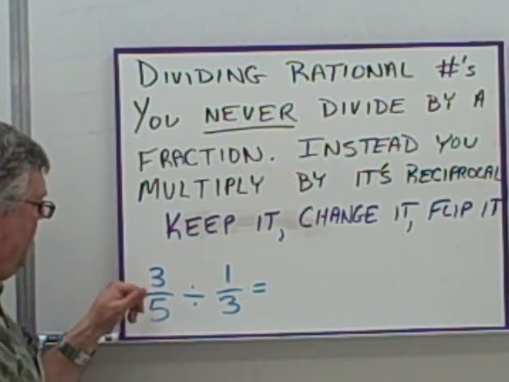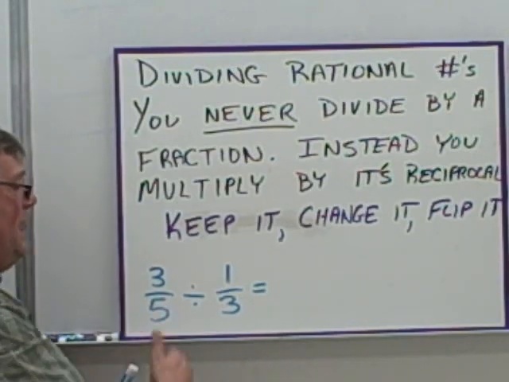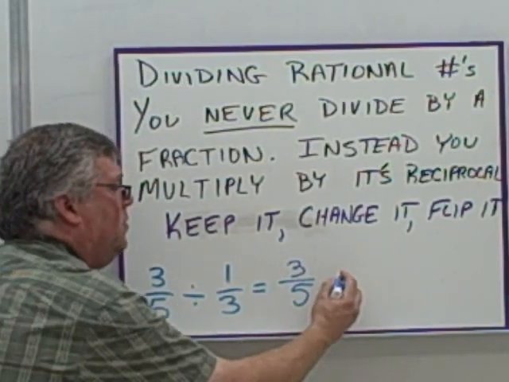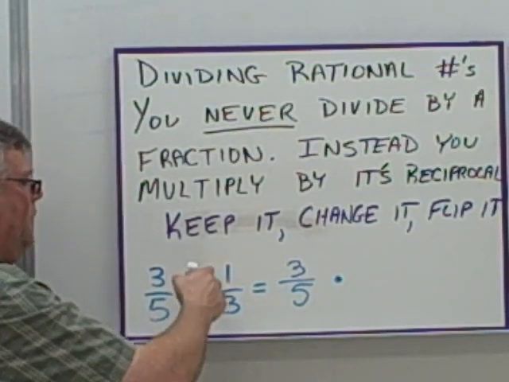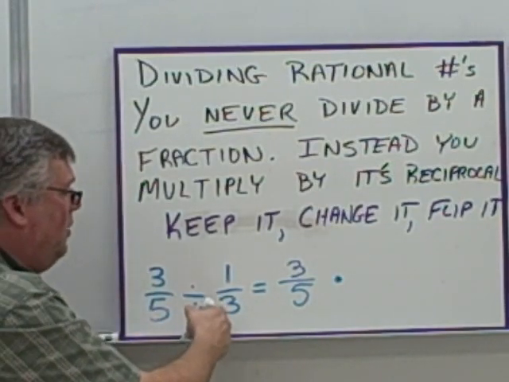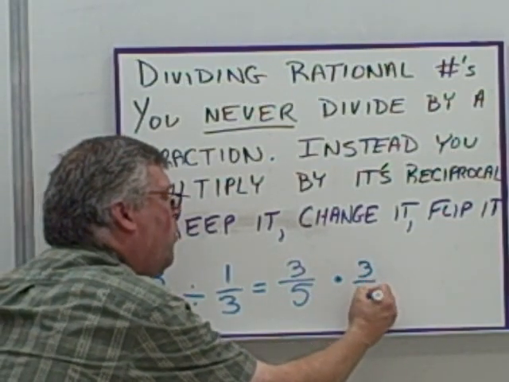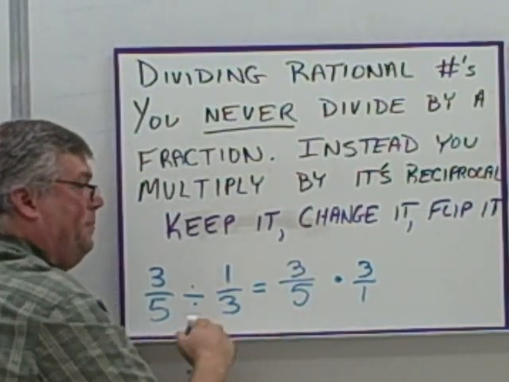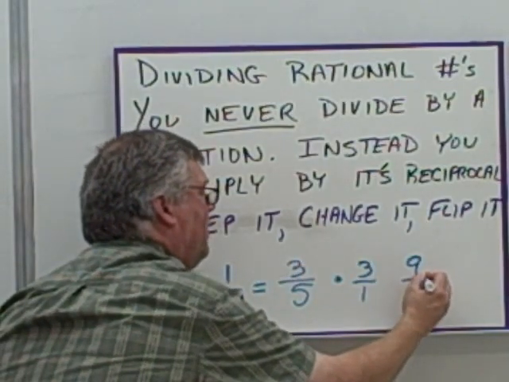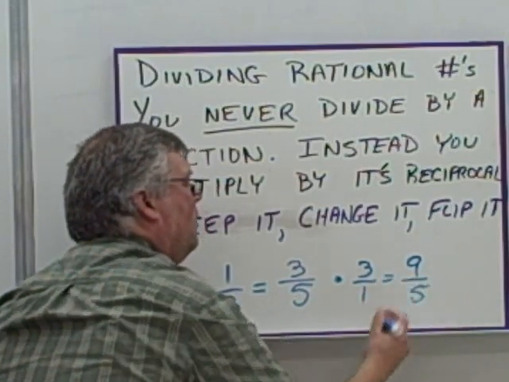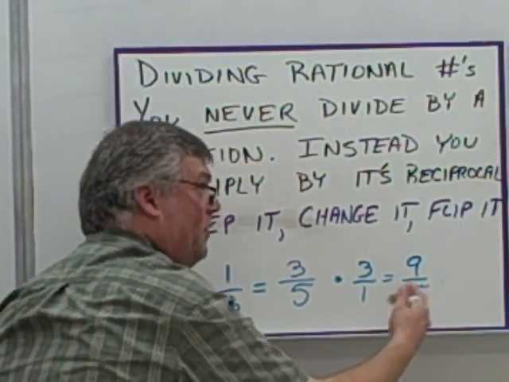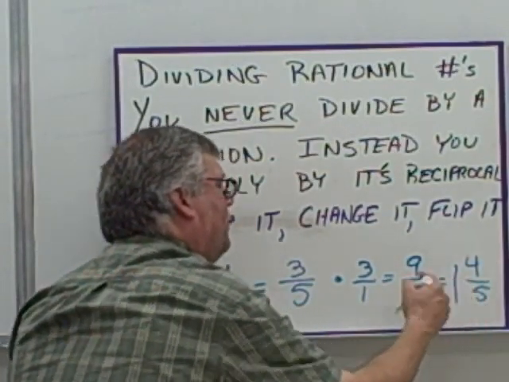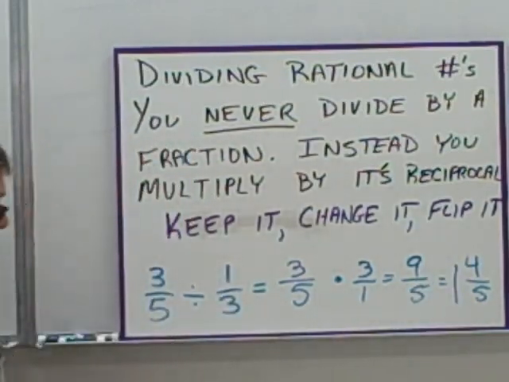So this particular problem, I've got 3/5 divided by 1/3. Keep the 3/5 as is. Change division to multiplication. Flip the second fraction. The reciprocal of 1/3 is 3/1. Keep it, change it, flip it. 3 times 3 is 9. 5 times 1 is 5. I convert to an improper fraction. If I convert the improper fraction to a mixed number, I get 1 4/5 because 5 goes into 9 once with 4 left over.